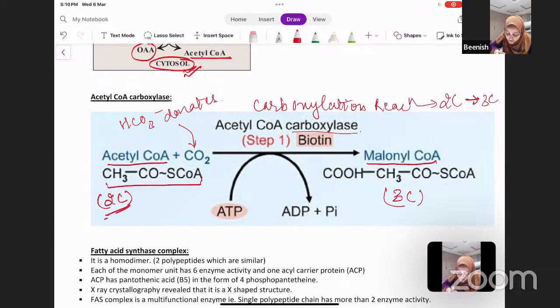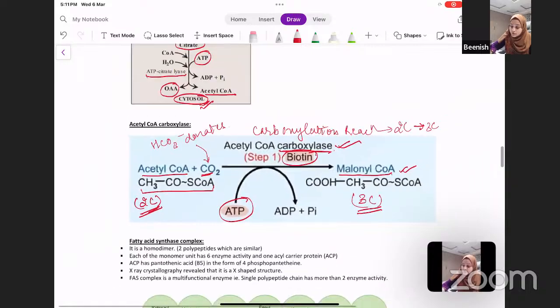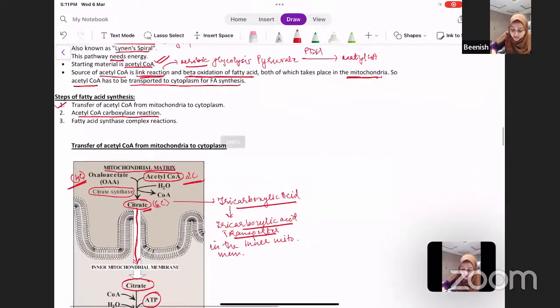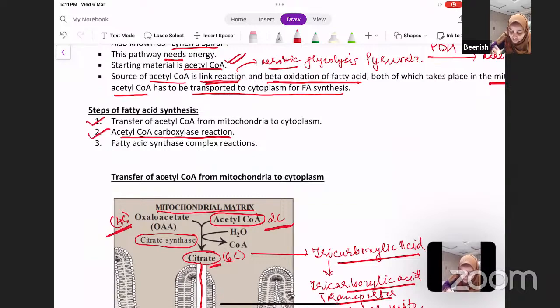So we can see your 2-carbon acetyl-CoA changes into 3-carbon malonyl CoA. A carbon dioxide molecule, you can see, is being added, and as we know, all carboxylation reactions, all carboxylase enzymes need biotin and they require ATP. So biotin and ATP are required, and your acetyl-CoA, via the action of acetyl-CoA carboxylase enzyme, changes into malonyl CoA, which is a 3-carbon compound. So that was the second step of fatty acid synthesis. That was the reaction of acetyl-CoA carboxylase.